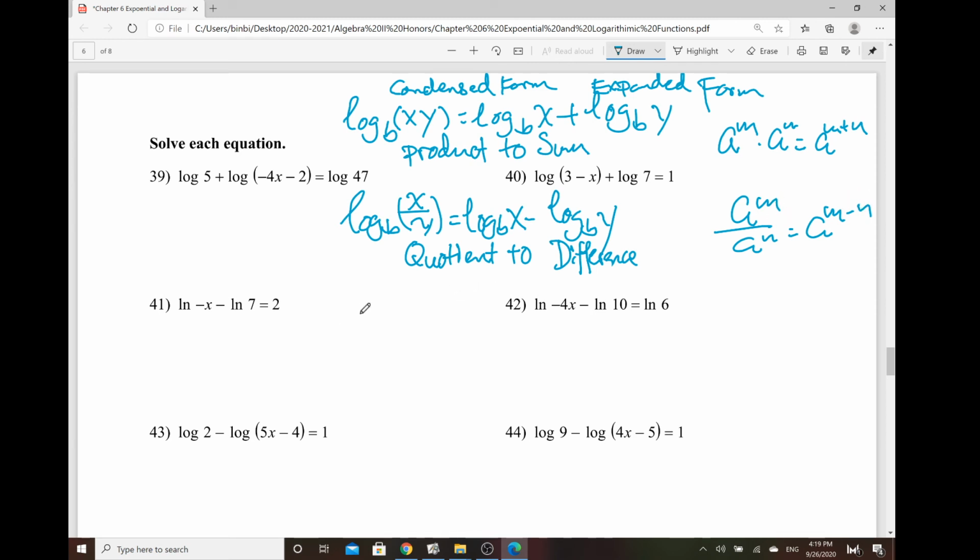Okay, so what about the third one? The third one is a little bit different. It's called the power to coefficient. Anytime you see a power r like this, you can always bring the number all the way to the front of the log. So it's a power to coefficient.